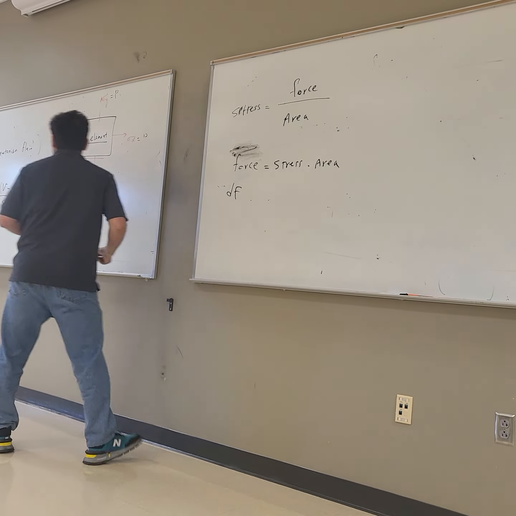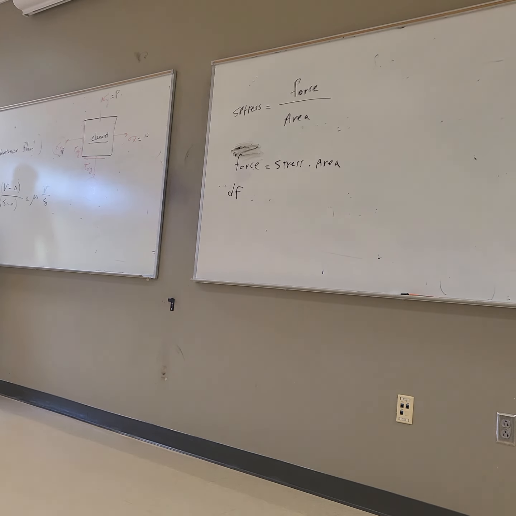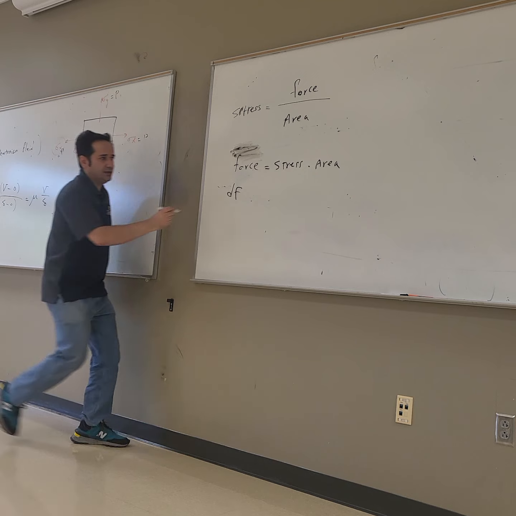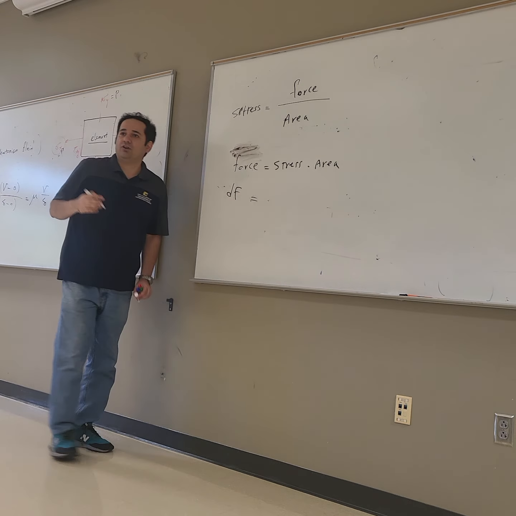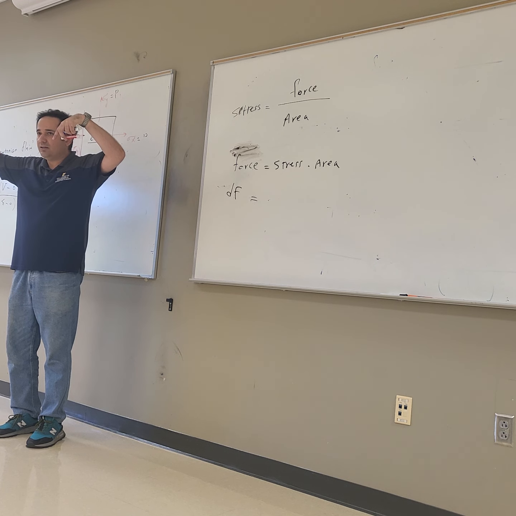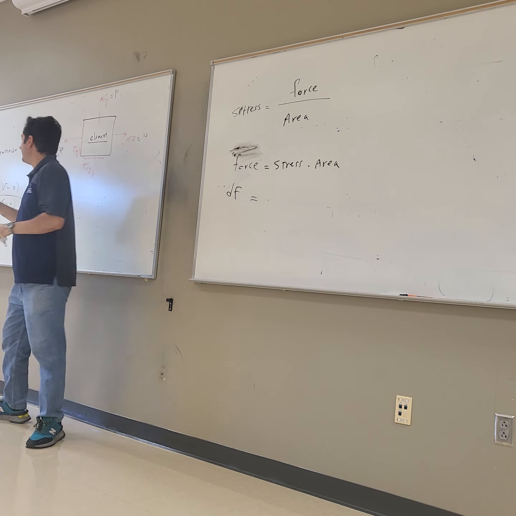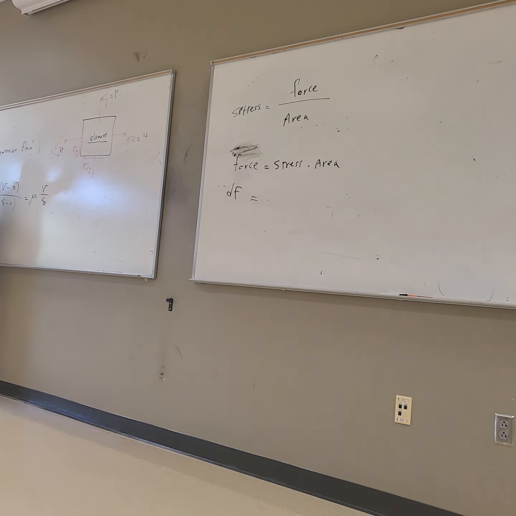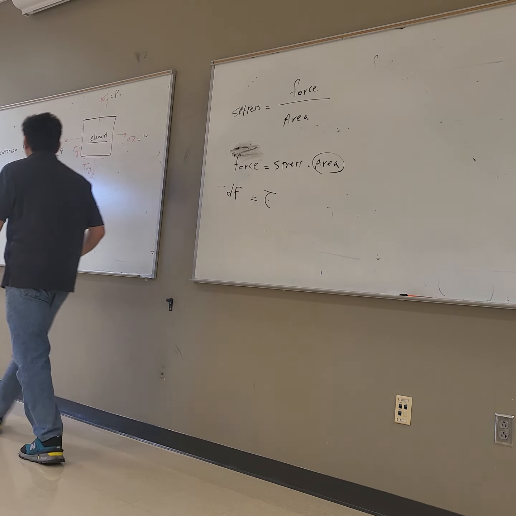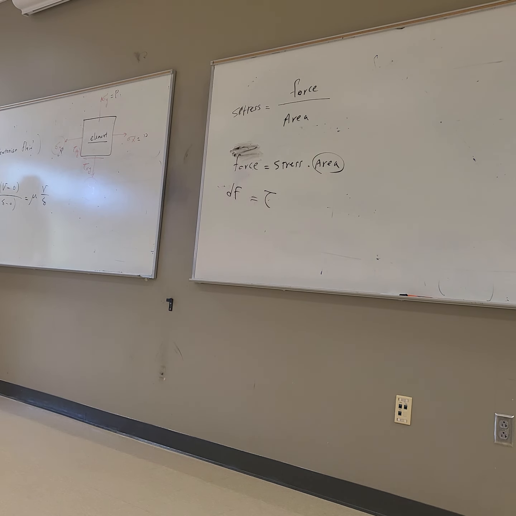dF, a tiny infinitesimal force, the resistant force coming on each element is equal to what? The stress. What kind of stress caused that force? Is it the normal stress, the pressure? What kind of stress causes resistance? Is it a normal stress? It's not. It's a shear stress. So you say tau times area. What's the area of this infinitesimal element?